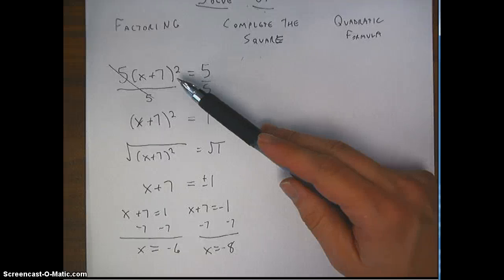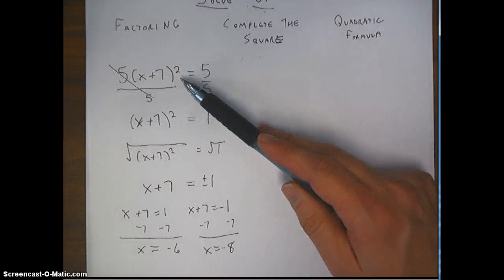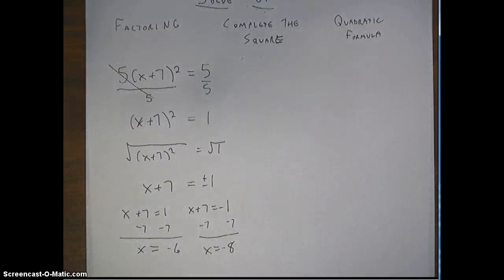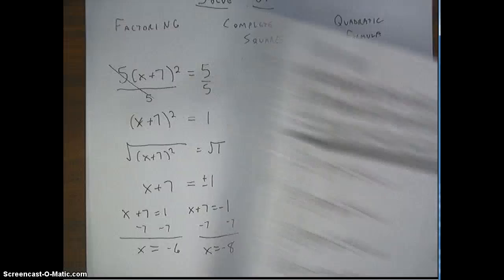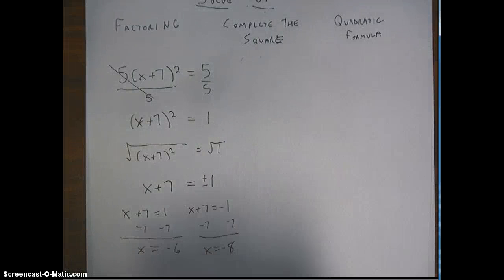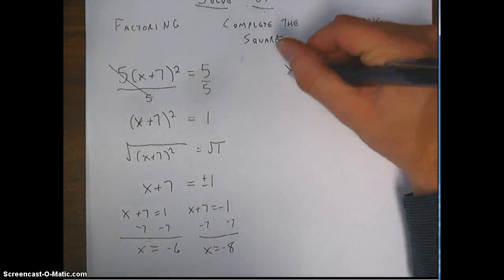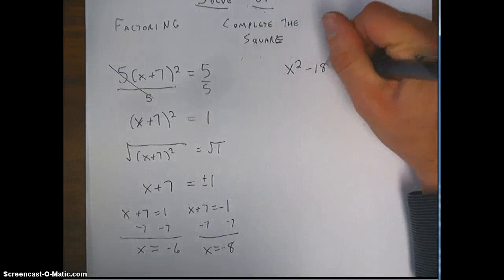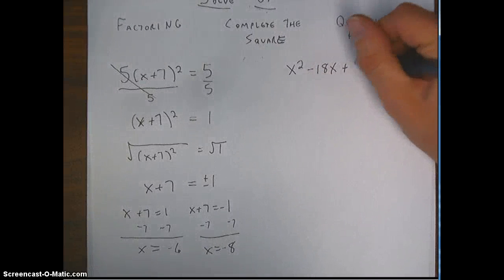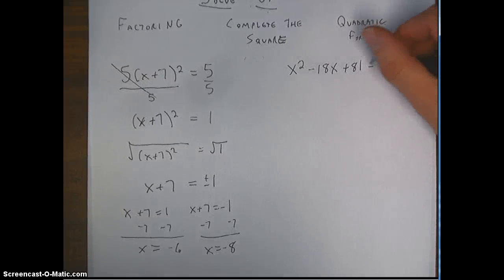So this one was already in vertex form. Some of them aren't. For instance, let's talk about number 7 here. For number 7, the equation is x squared minus 18x plus 81 equals 24.